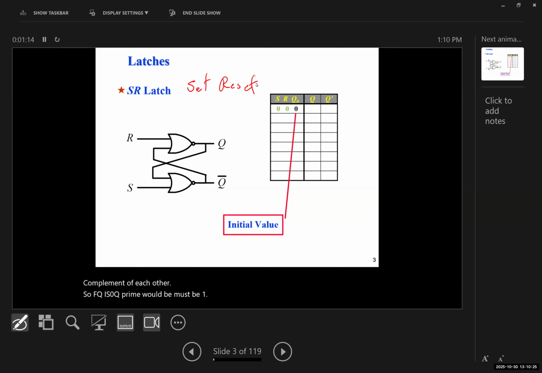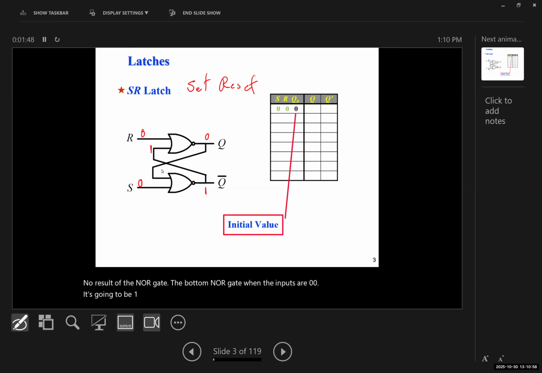Now, let's start the truth table for this. If Q initially is 0, and I give 0 and 0 to S and R, what would Q prime be, and the new Q be as well? So if Q is 0, then 0 and 0 in the NOR gate. What is the result of the bottom NOR gate when the inputs are 0, 0? It's going to be 1.